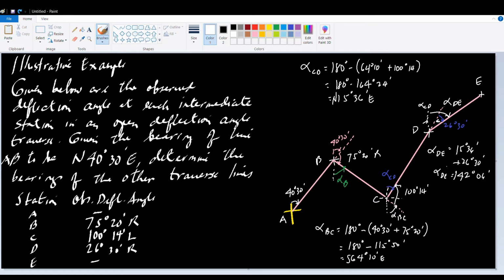That will be north 42 degrees 6 minutes east. Okay, now let us check our computations.